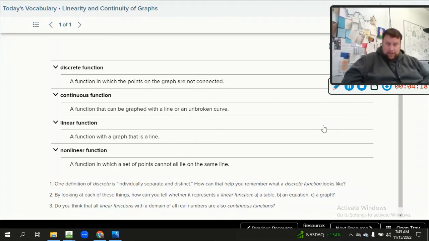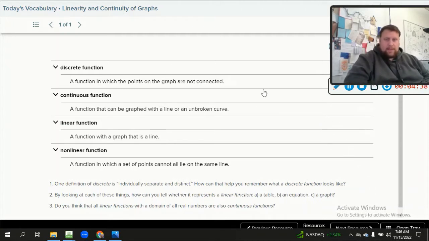A linear function is a function with a graph that's a line, and a nonlinear function is a function in which a set of points cannot all lie on the same line. In other words, the graph is not a line. It is a curve, or maybe it's just jaggedy, but it is not a line. Or there are other versions of that as well.